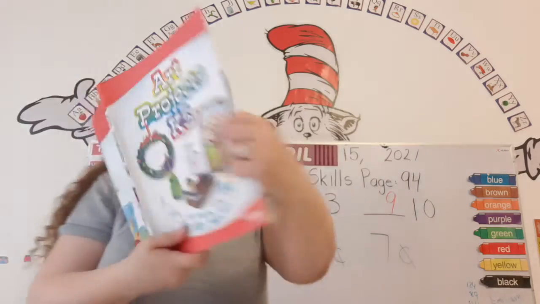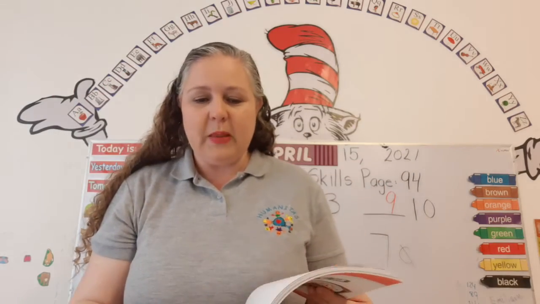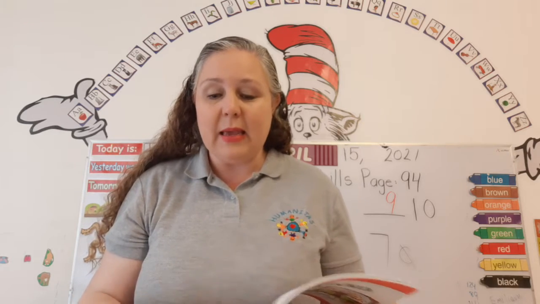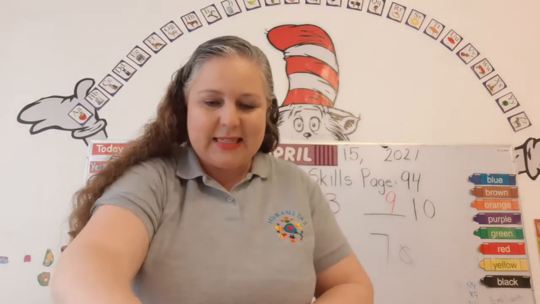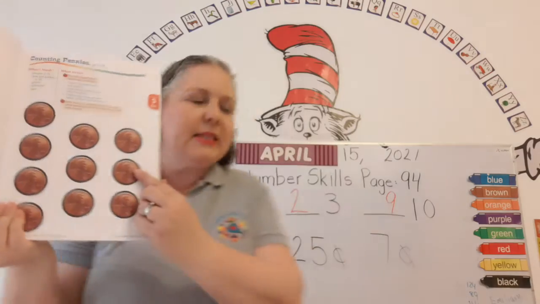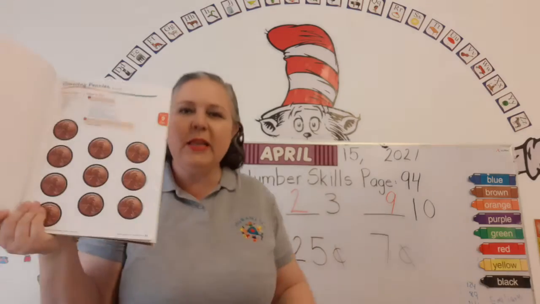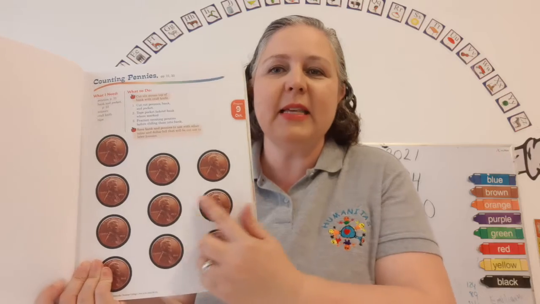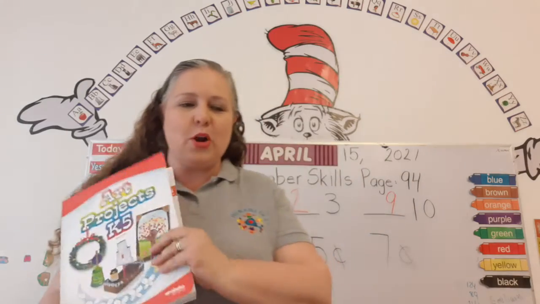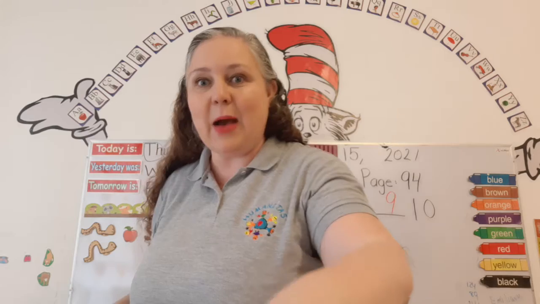Wow, great counting. Now, we're going to count by ones with our penny. A penny is worth 1 cent. Okay, do you have your pennies? Look. 1, 2, 3, 4, 5, 6, 7. Like that. Let's do it again. 1, 2, 3, 4, 5, 6, 7. Super. You guys are amazing counters.